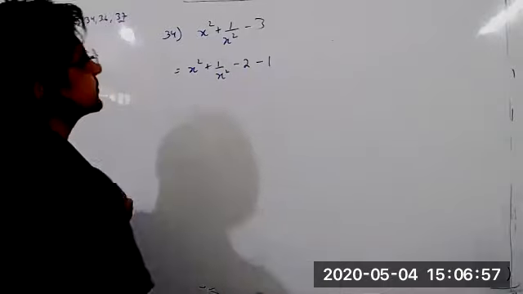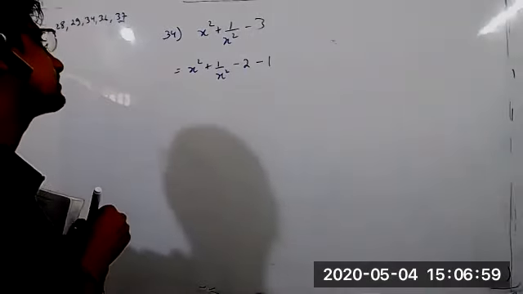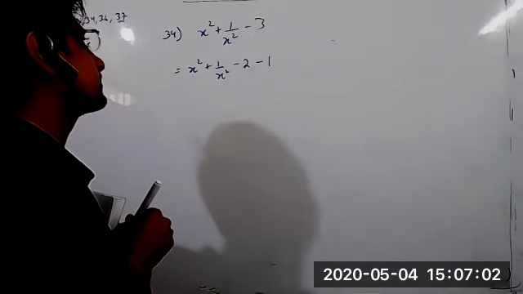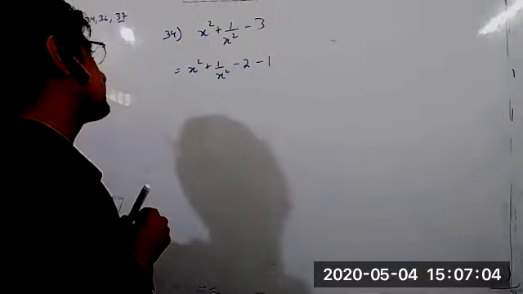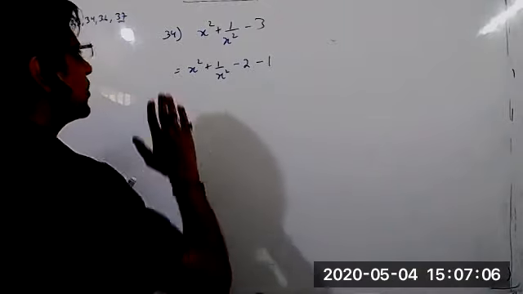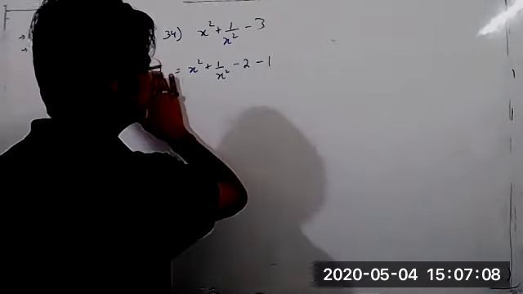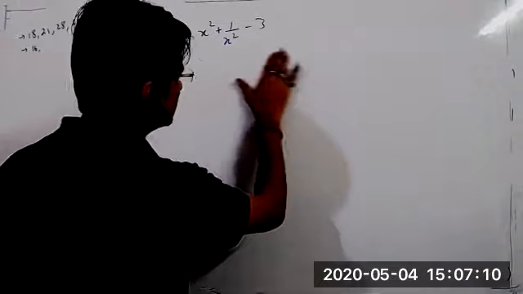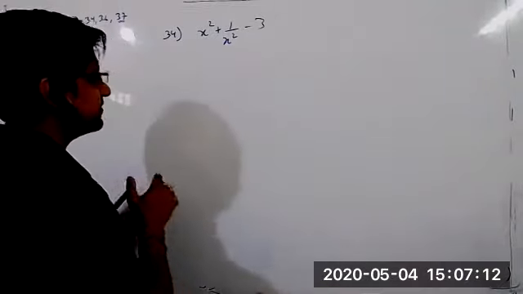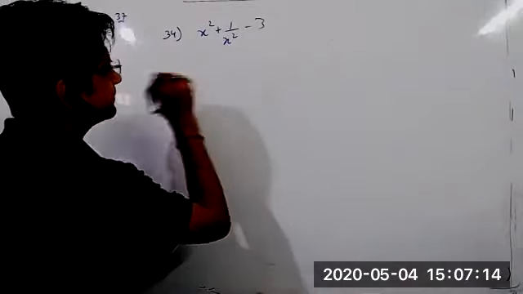Why are you doing it? Because if we add minus 2 and minus 1, it is minus 3, so we are just breaking minus 3. Okay, this is correct. To make everyone understand, I will do it some other way. Not the same way, but let me explain.